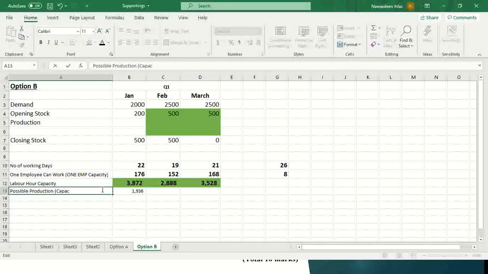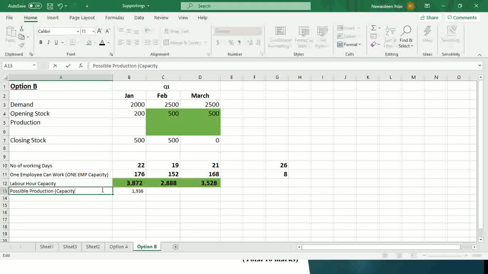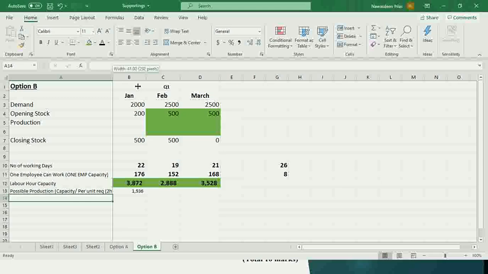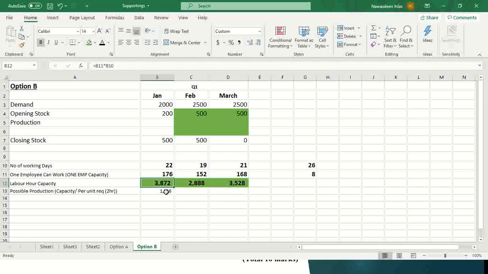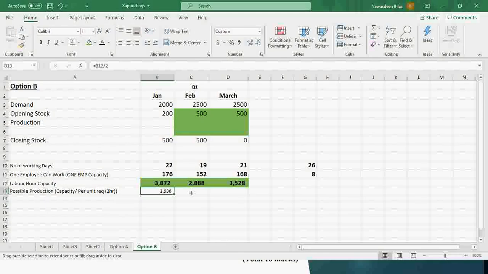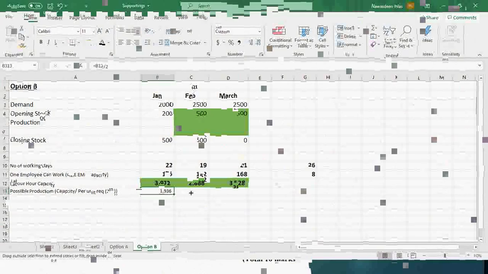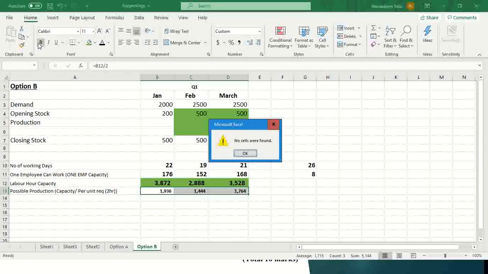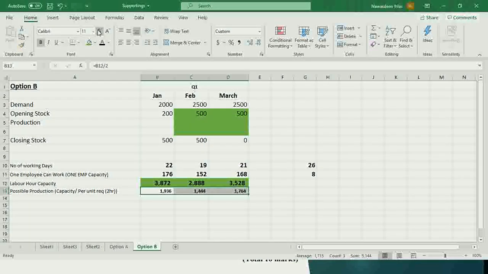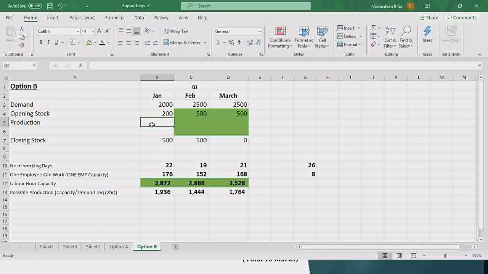So here how can we find the possible production? Capacity can be divided by per unit requirement. So per unit we need only 2 hours, which means we are having this much labor hour capacity, and we can produce this much output. So this will be our possible production. Clear? So production we can find easily. So here this will be our production.